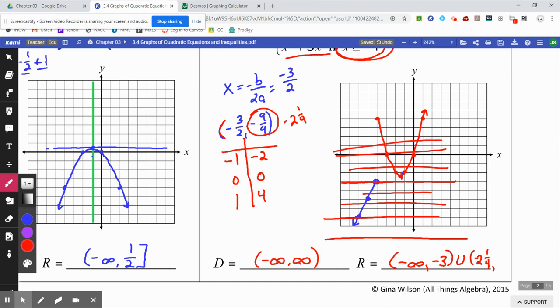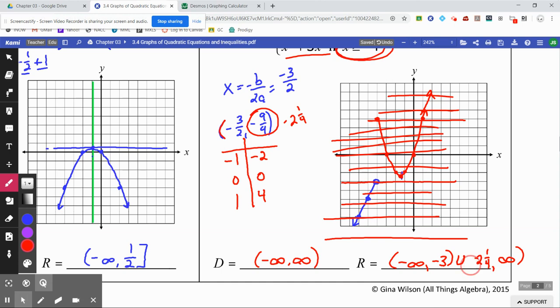Then my graph picks back up, and even though it stops here on that side, it continues up forever on the other side all the way to infinity. Now make sure, and I did mess up here, since your vertex is a point on the graph, make sure that you do include -2 1/4.